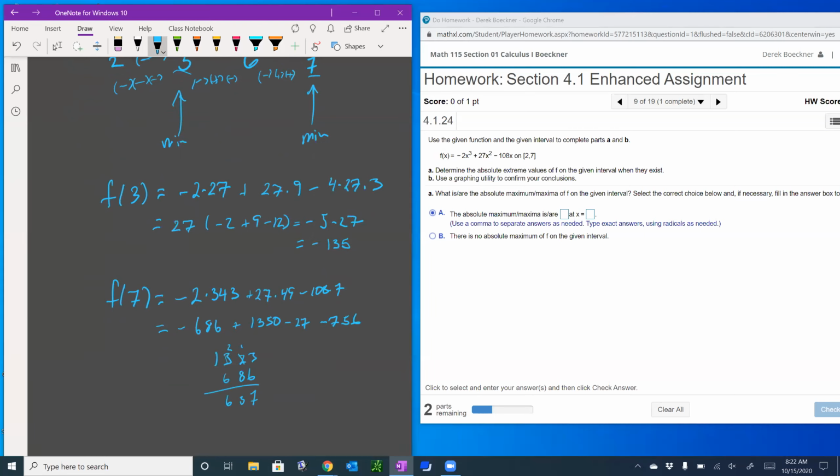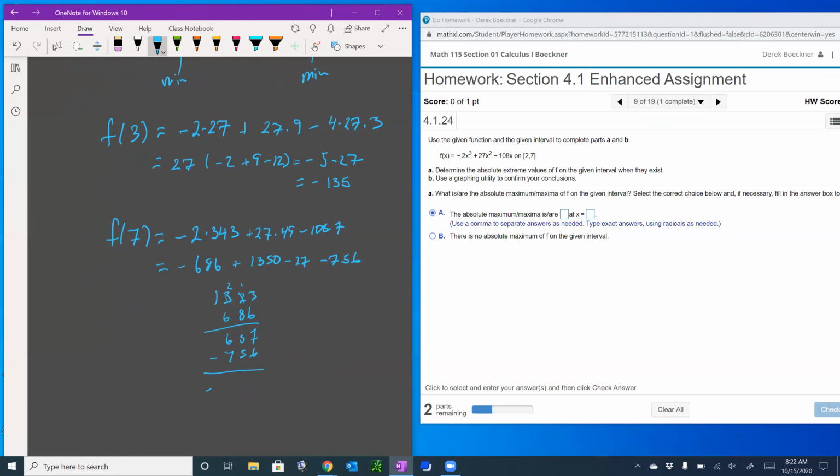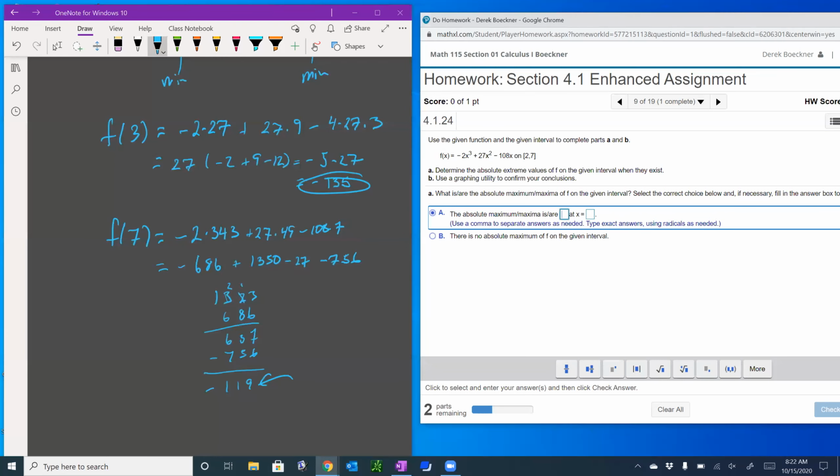$636 minus 756. It's a negative 119. Is that what you guys all get? Anybody do this on a calculator? Okay, I think the absolute min is that one. I don't think that one's not quite as low. So we'll try it, and hopefully my arithmetic's good.